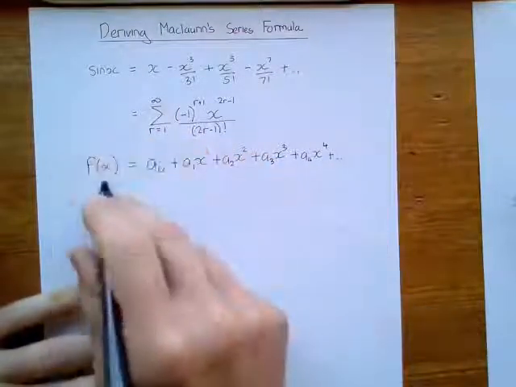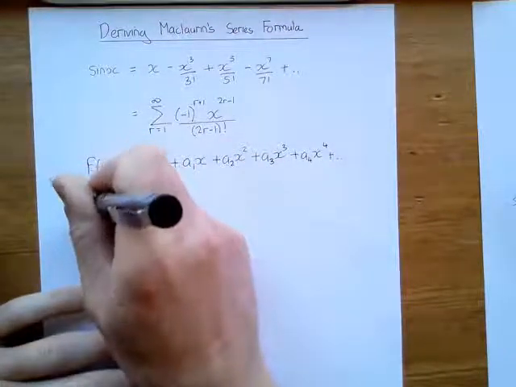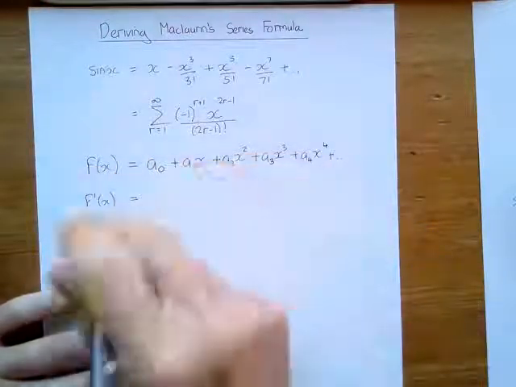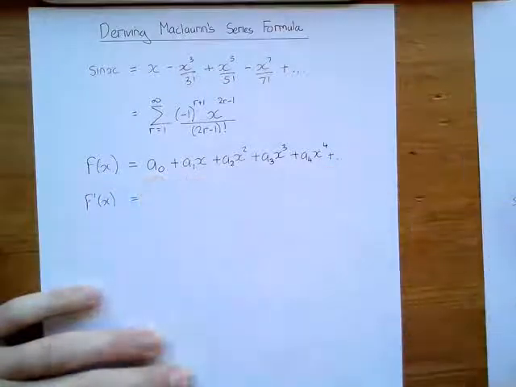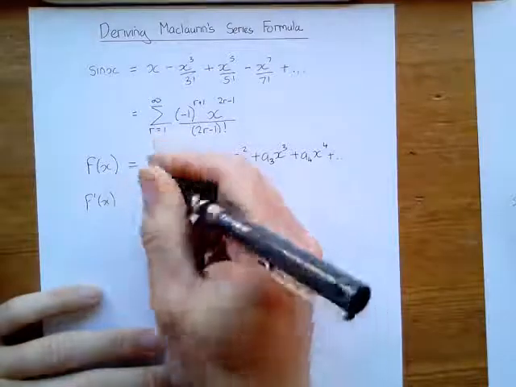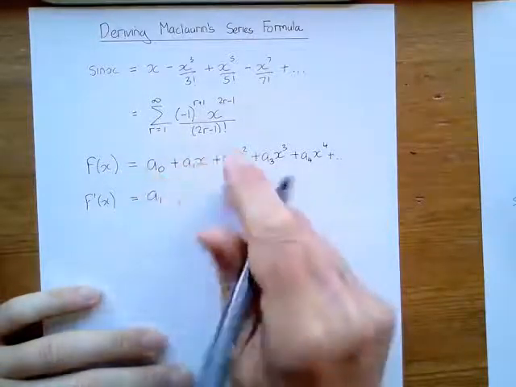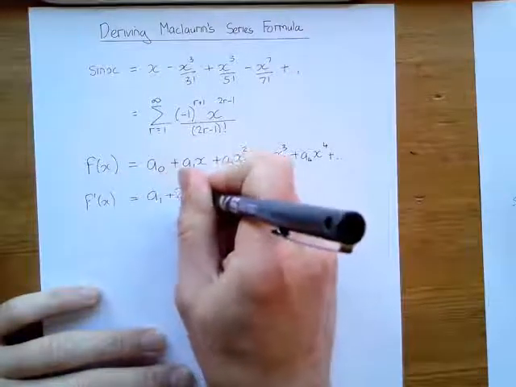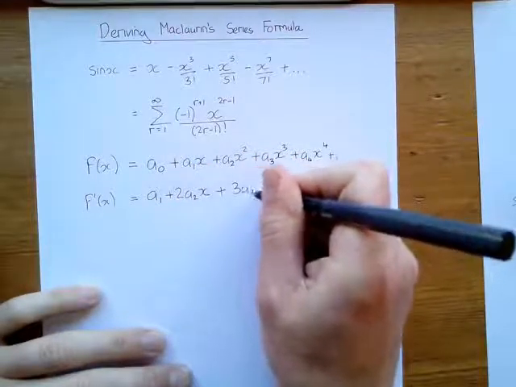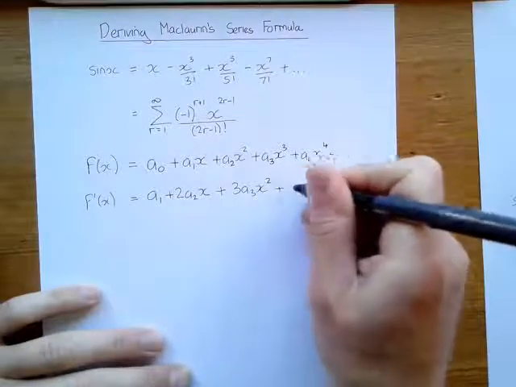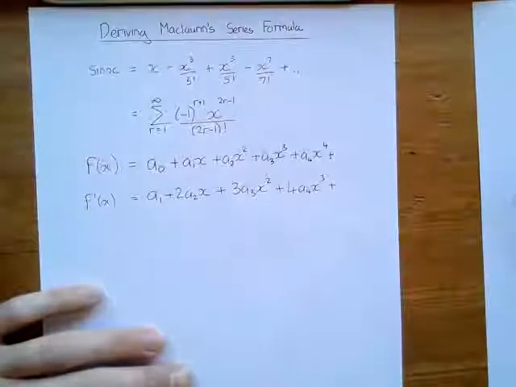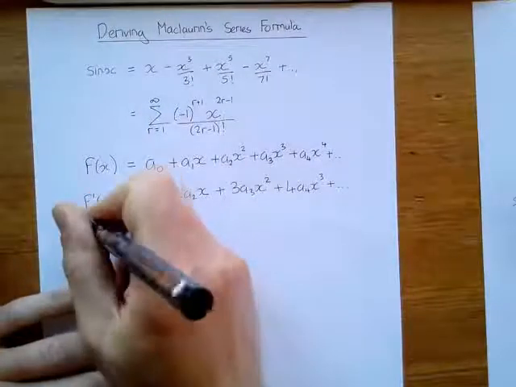So what we're going to do now is differentiate the polynomial, this version of f of x, to find f dash of x. That's just standard differentiation. So that term would disappear. That would become a1, and then I would get 2a2x, hopefully you can see what I'm doing, 3a3x squared, and then I'd get 4a4x cubed, and then there'd be some more terms off the end. So that would be f dash of x.